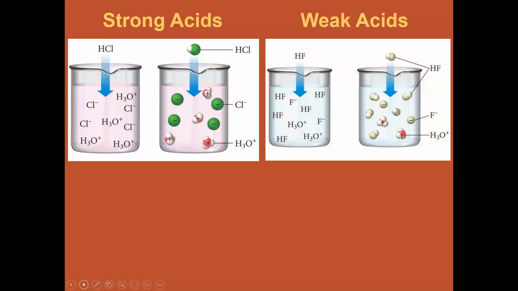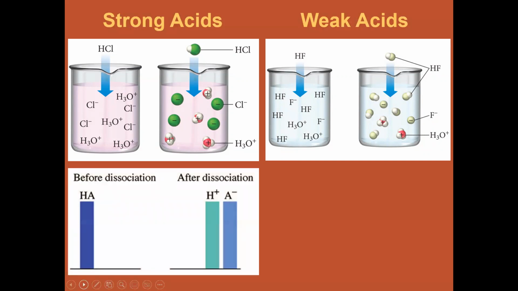Remember, these are those equilibrium reactions that we looked at. For strong acids, you can also look at these using particulate diagrams. So we have the hydrochloric acid that we put in water, and notice that there are no hydrochloric acids floating around in that water. We only have the hydroniums and the chloride ions. Whereas with the weak acid hydrofluoric, there are still some of them floating around in the water, but then we also have some of the hydroniums and some of the fluorides. So with weak acids, you're going to see some of that parent acid still in that solution.